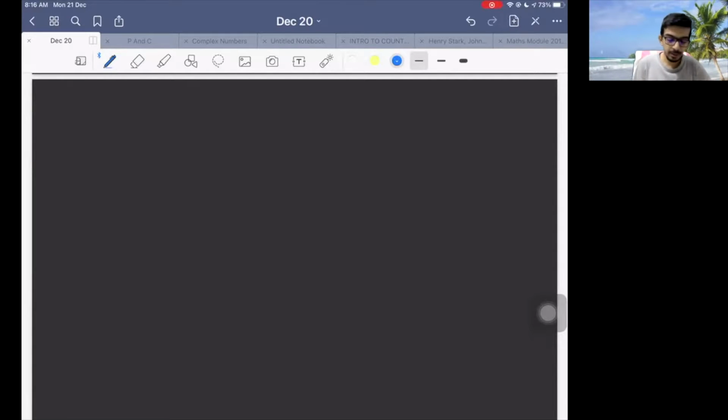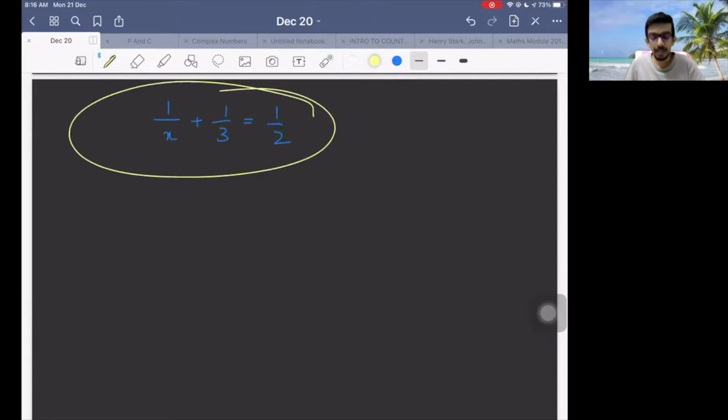Say, for example, 1 by x plus 1 by 3 is equal to 1 by 2. At first glance, is this a linear equation? Is this a linear equation?